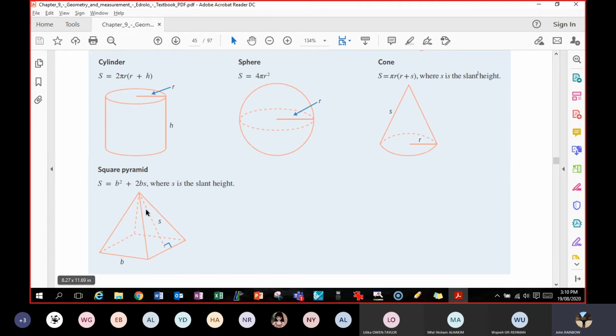This one is a bit different because as you move further out, the slanted height is going to get further and further. So the slanted height is perpendicular to the base and it goes to the top of the pyramid.